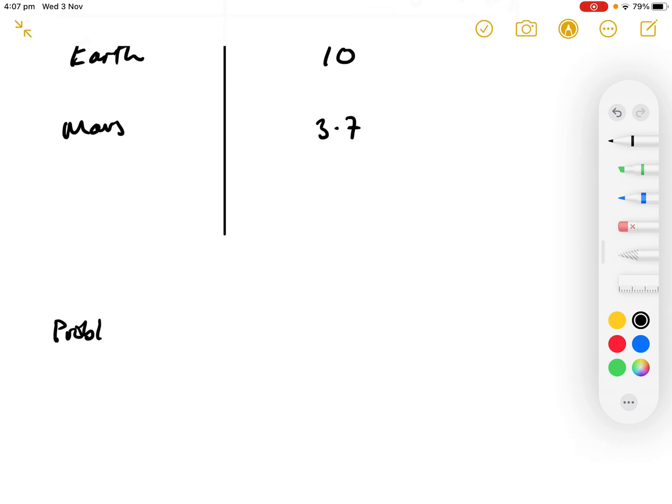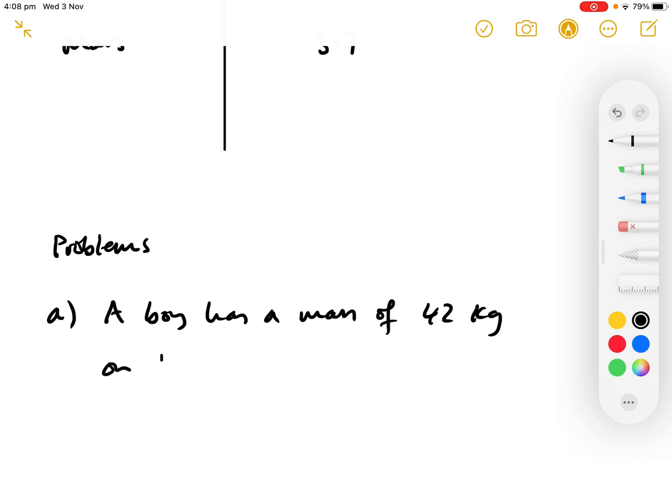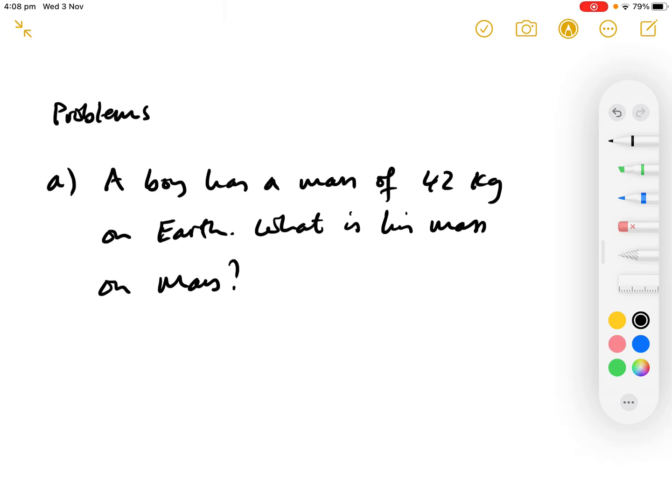So let's do a problem. Part A. Okay, a boy has a mass of 42 kilograms on Earth. What is his mass on Mars? So there's our first problem.